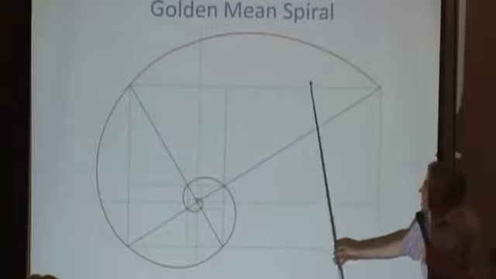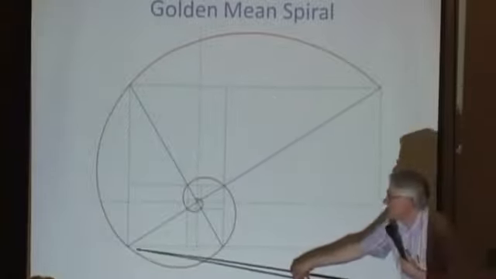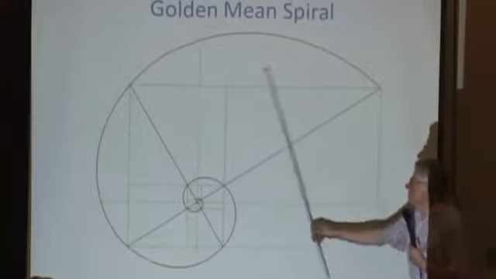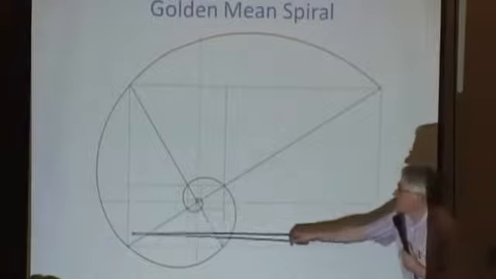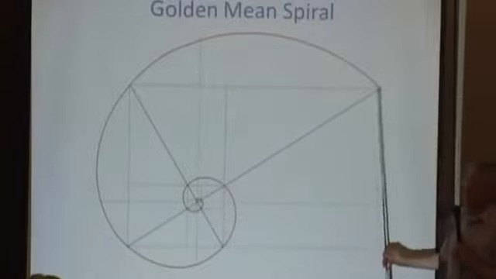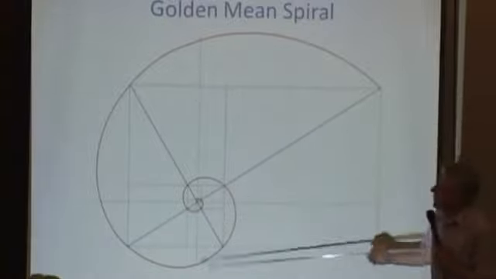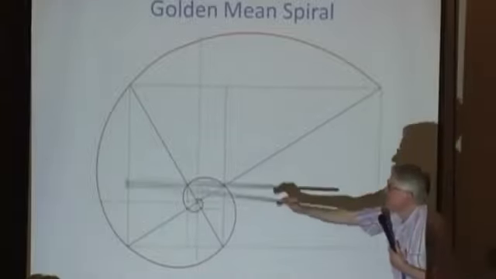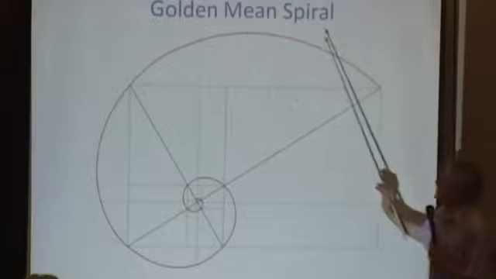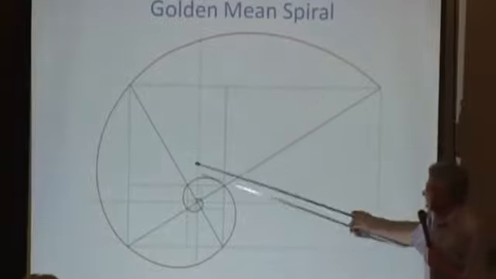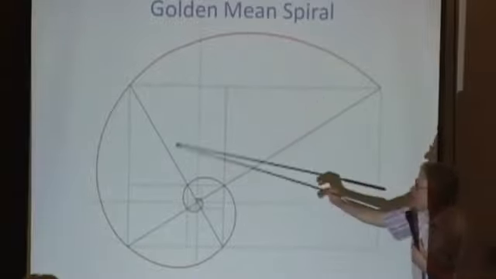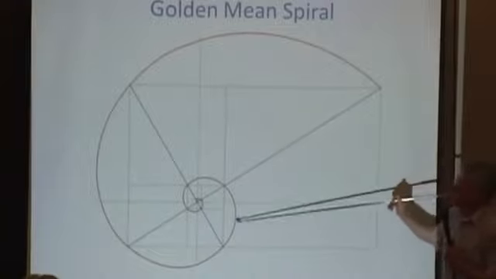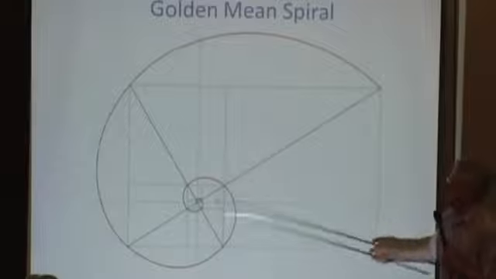So we end up with a situation where we now have this small golden rectangle with a square built on it, and the two together form a bigger golden rectangle. Now, the corners of these squares form the points of the golden mean spiral. We have a sequence of expanding squares. Each square is 1.618 times the size of the previous square.